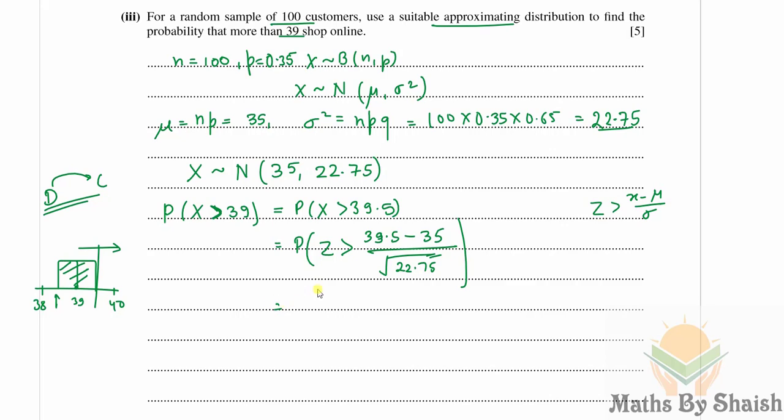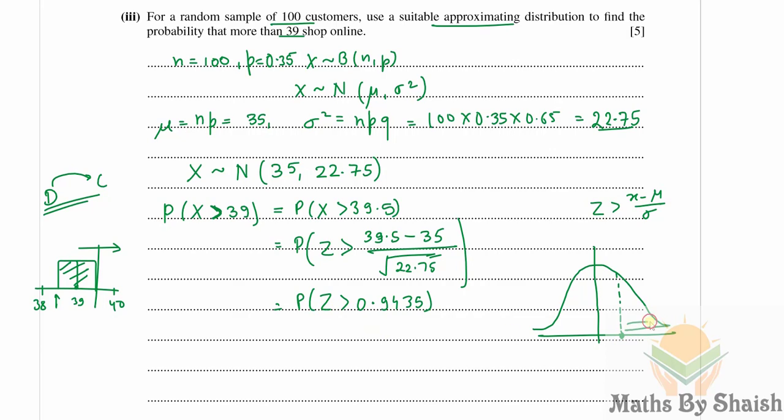So now we will calculate this from the calculator, and it is going to be z is greater than 0.9435. Now we will draw the normal distribution graph, and we can see it is positive, so it would be coming somewhere here, and we need to calculate the probability greater than this.